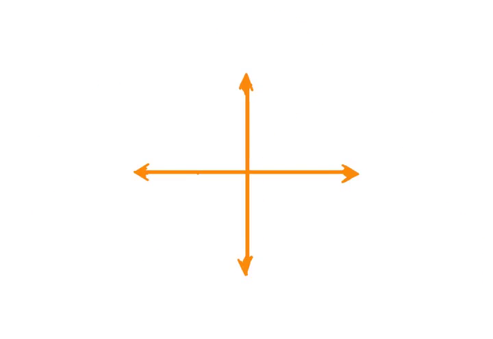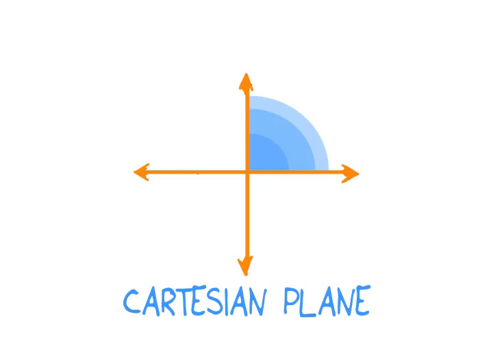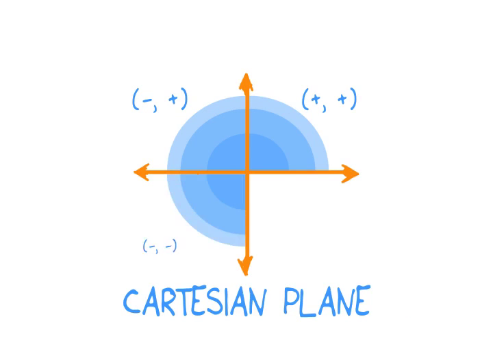A Cartesian plane has four quadrants. Quadrant 1 with both positive coordinates, Quadrant 2 with negative x coordinate and positive y coordinate, Quadrant 3 with both negative coordinates, and Quadrant 4 with positive x coordinate and negative y coordinate.